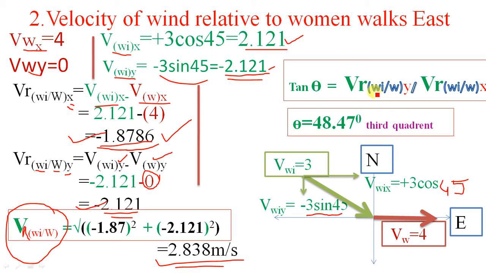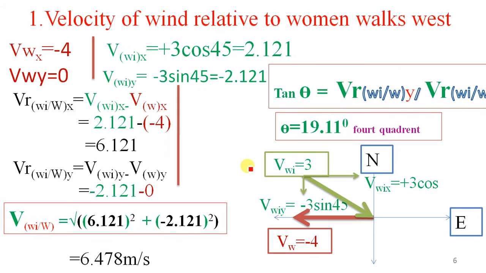So in order to find its direction, you have to use this formula: theta is equal to tan inverse of the relative velocity of wind with respect to woman in y direction divided by the relative velocity of wind with respect to woman in x direction, that is 48.47, and it is in the third quadrant because x is negative and y is negative. So understood? Very simple. Now next, velocity of wind relative to woman when she walks towards west.